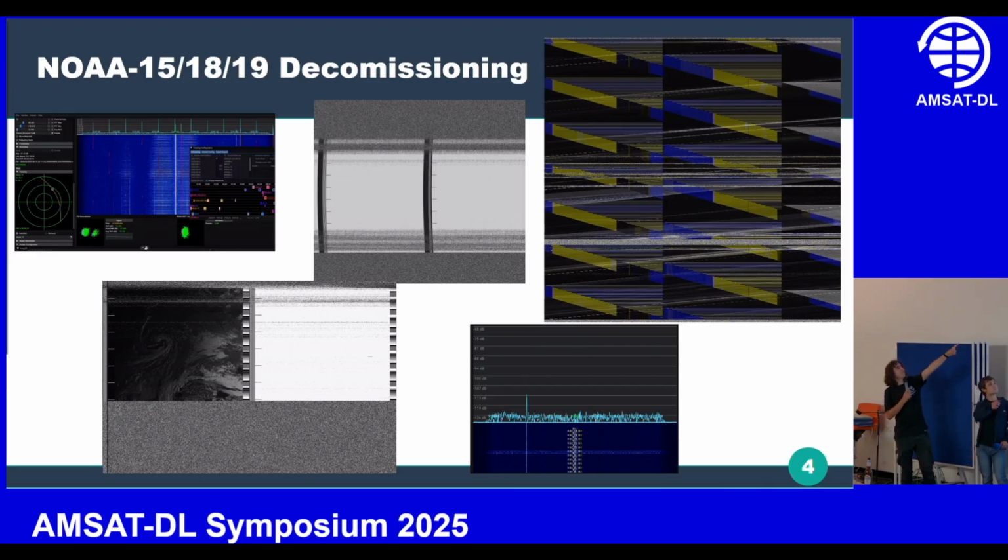Another time, with NOAA 19, they claimed that it had a battery failure, so that was the reason for the decommissioning, except that this reception was done at night, so the batteries obviously were working because it was eclipsed. Unless it had a magic powerful source on board or some dragon, I don't know.